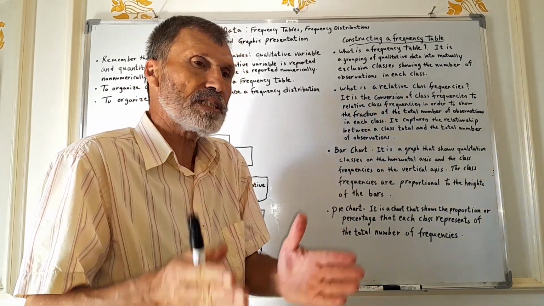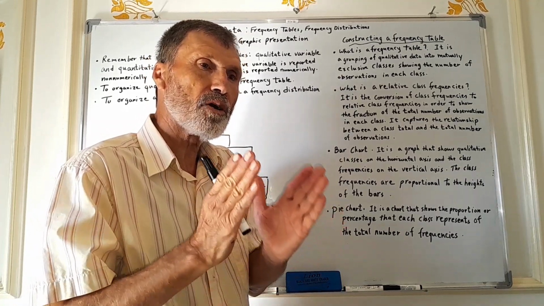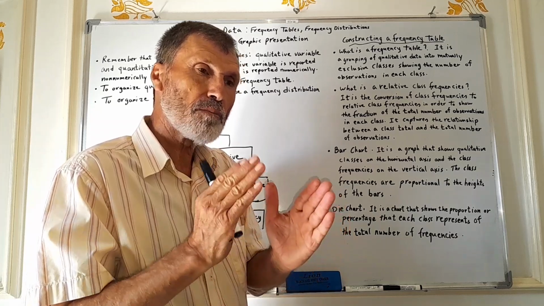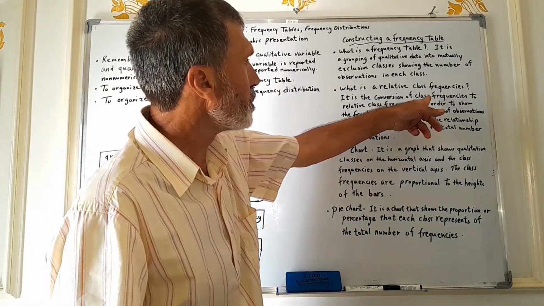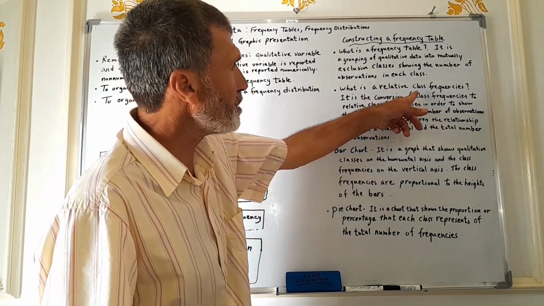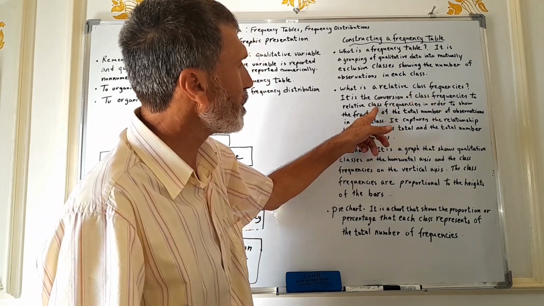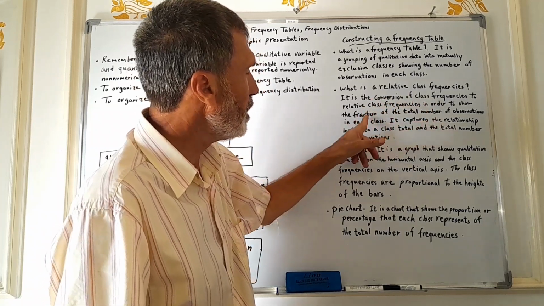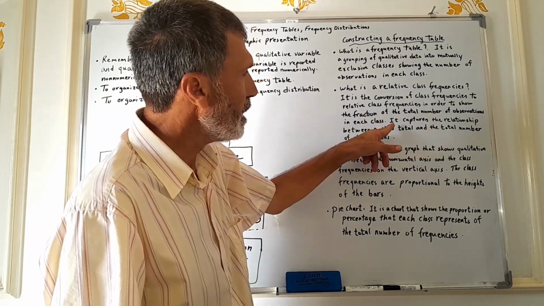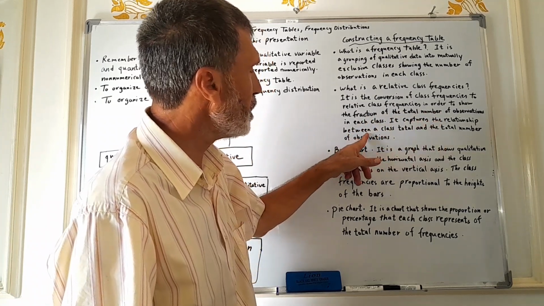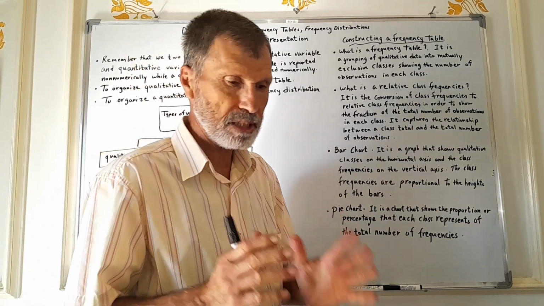So a relative class frequency is obtained by dividing the number of observations in each class by the total number of observations. A relative class frequency is the conversion of class frequencies to relative class frequencies in order to show the fraction of the total number of observations in each class. It captures the relationship between the class total and the total number of observations. So that's what I said.